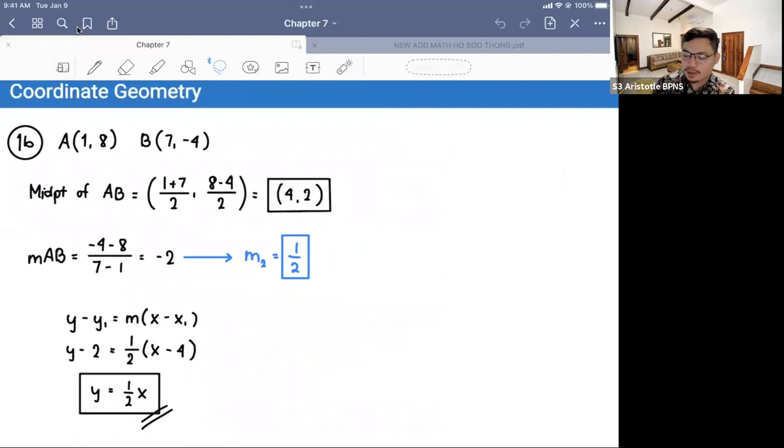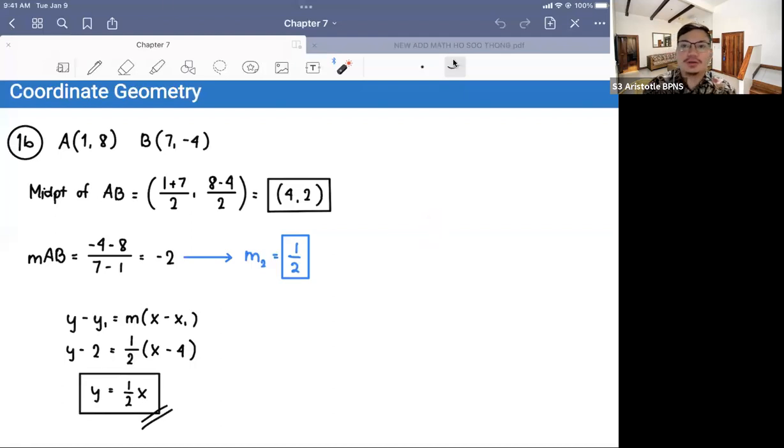So again, you're given 2 points, point A and B. You need to find the equation of the perpendicular bisector.